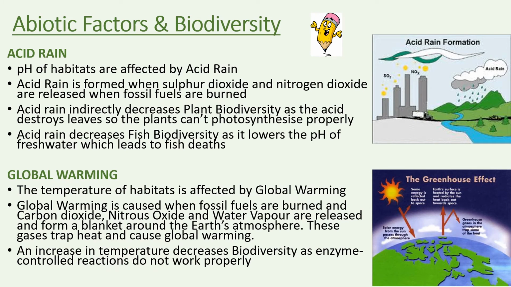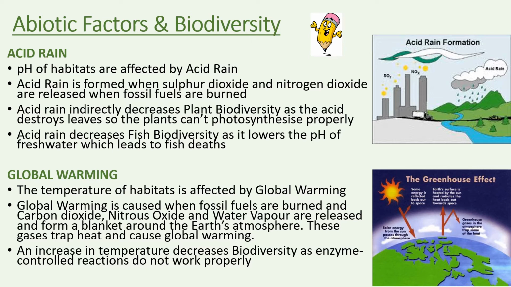Number two, abiotic factors that affect biodiversity are acid rain and global warming. Acid rain affects biodiversity because the pH of habitats are affected by acid rain. Acid rain is formed when sulfur dioxide and nitrogen dioxide are released when fossil fuels are burned. Acid rain indirectly decreases plant biodiversity as the acid destroys leaves so the plants can no longer photosynthesize. Acid rain decreases fish biodiversity as it lowers the pH of fresh water, which leads to fish deaths.